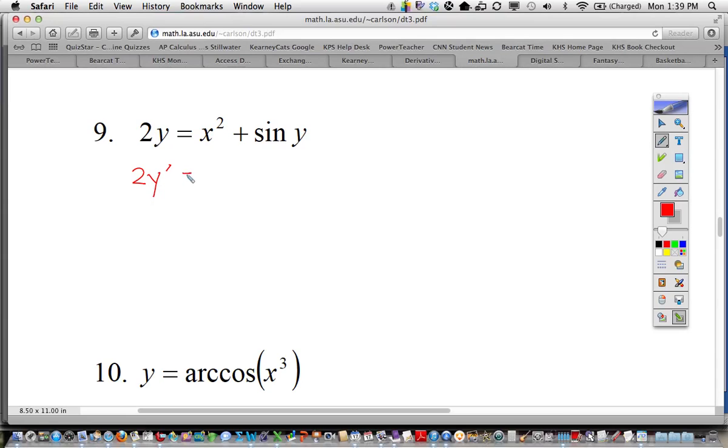Remember, the basic idea is do the normal derivatives, but the ones that have the y in them, you tack on a y prime after you do the normal derivative. Okay, so that's my first step on that one.